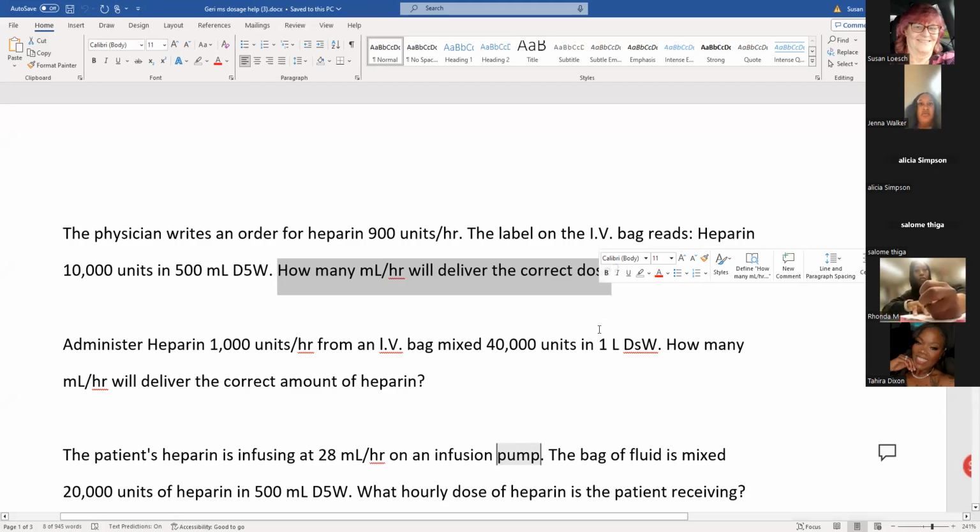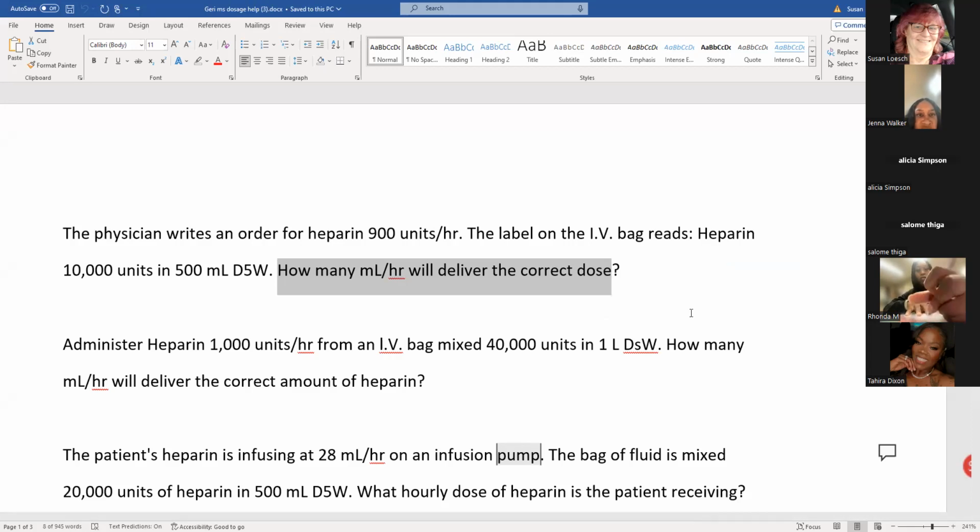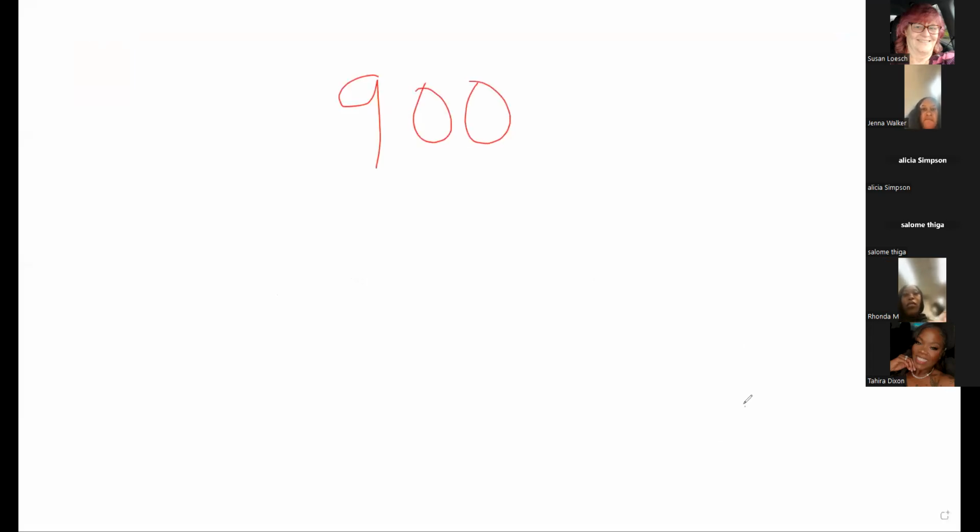So what do you have on hand? What's given here? 10,000 units in a 500 ml. So you have 10,000 units and 500 ml. Yes. And your desired dose is 900 units per hour. It'll make more sense if you write it out, you have to end up with mLs per hour.